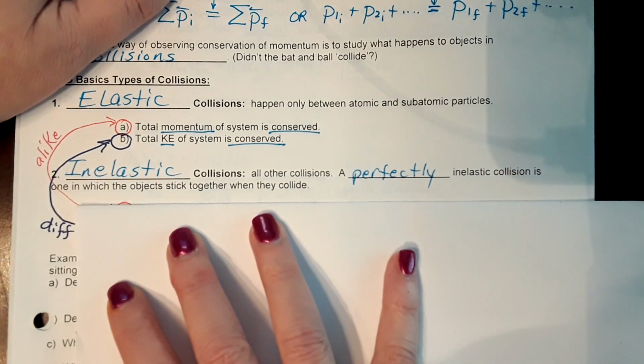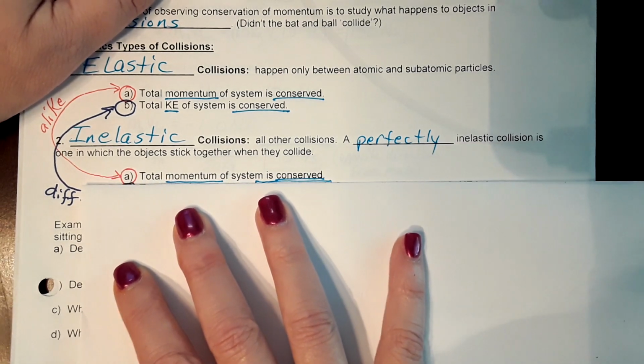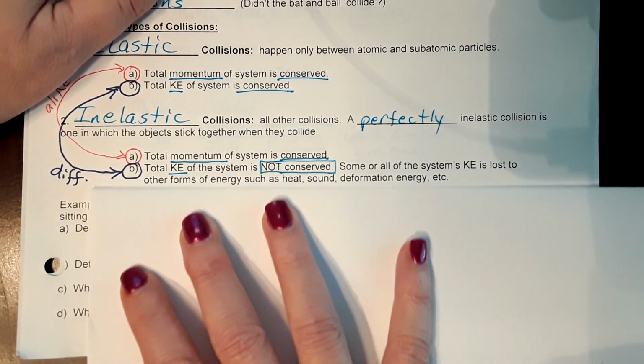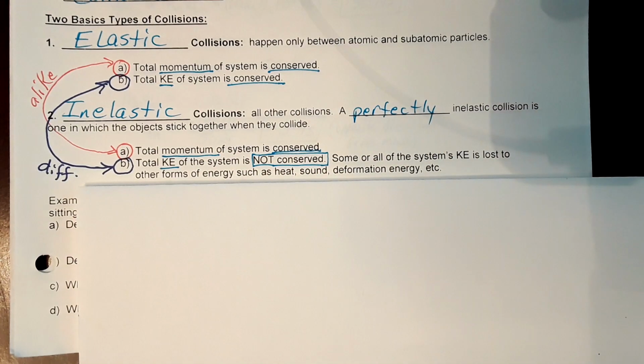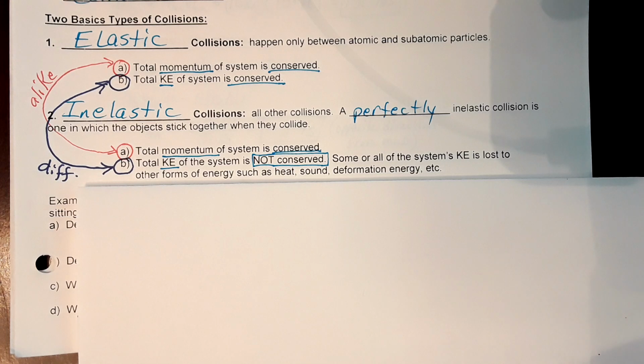All right, then there is the other type of collision, which is inelastic. Inelastic collisions are all other collisions that are not elastic. And in inelastic collisions, even though momentum is conserved, kinetic energy is not. For example, when two cars collide, you're going to lose kinetic energy to sound, or to heat from friction, or to deformation when the metal crunches. That takes energy. So kinetic energy is lost to those things during an inelastic collision.